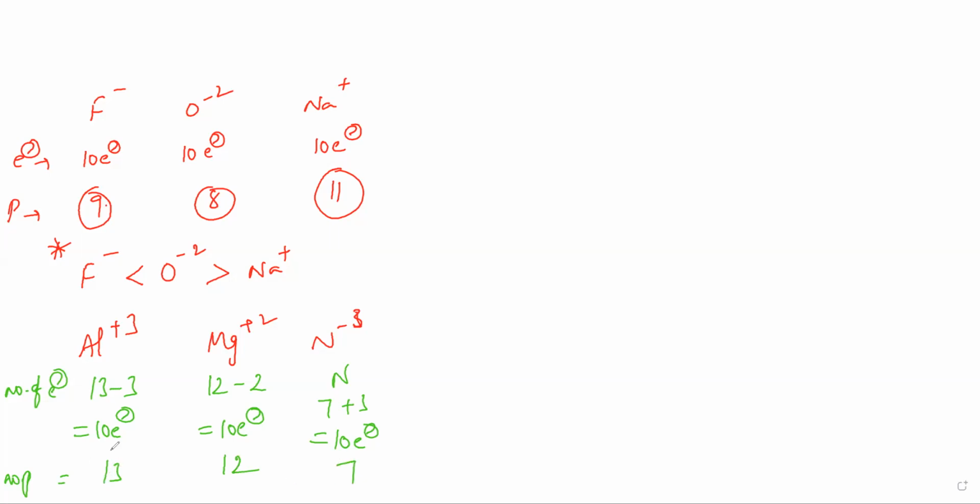So 13 protons pulling 10 electrons can pull the electrons more strongly towards the nucleus. That means aluminium's size will be less than that of magnesium, right? So does aluminium have more size or lesser size than magnesium?